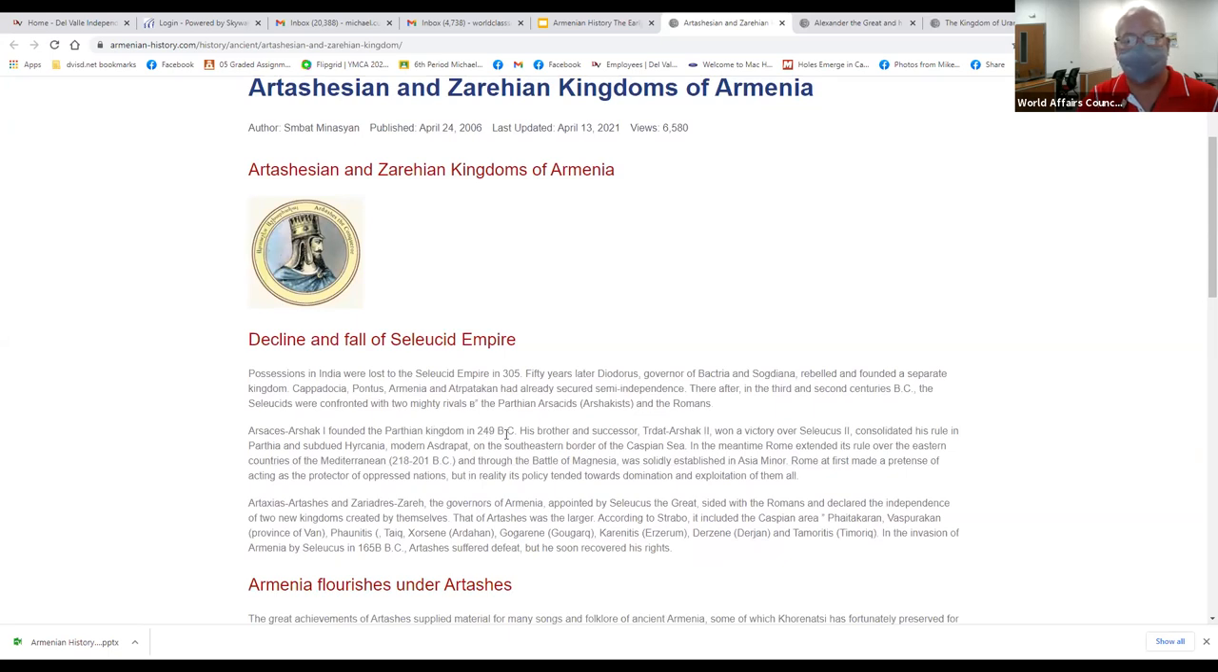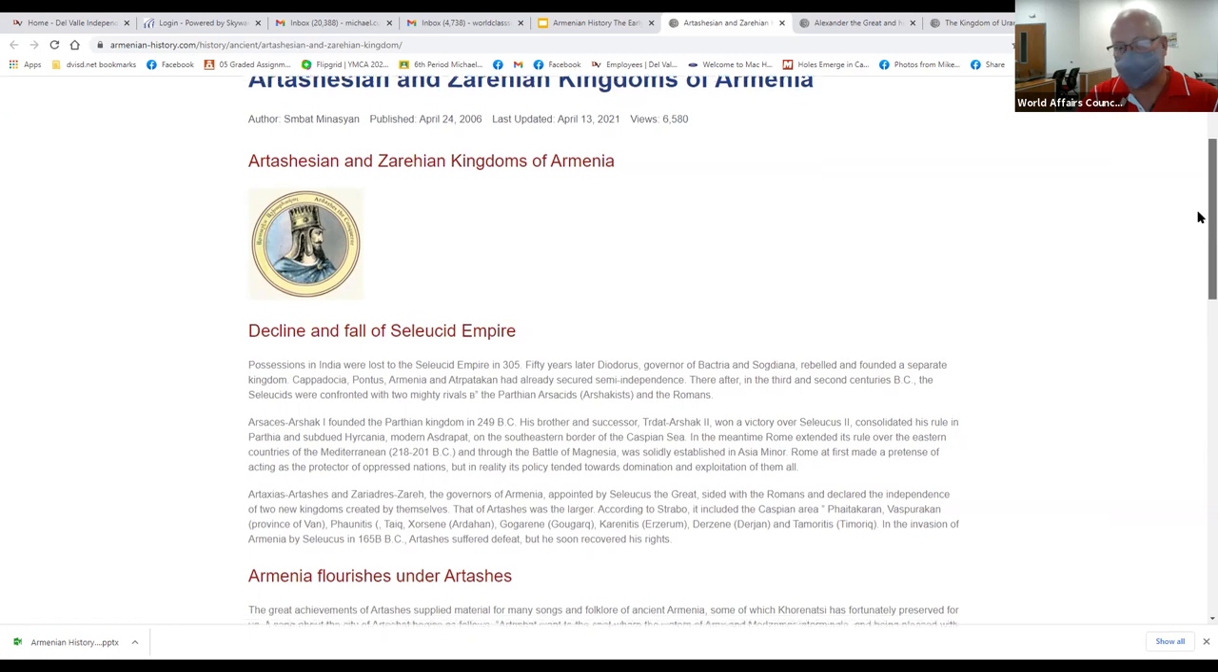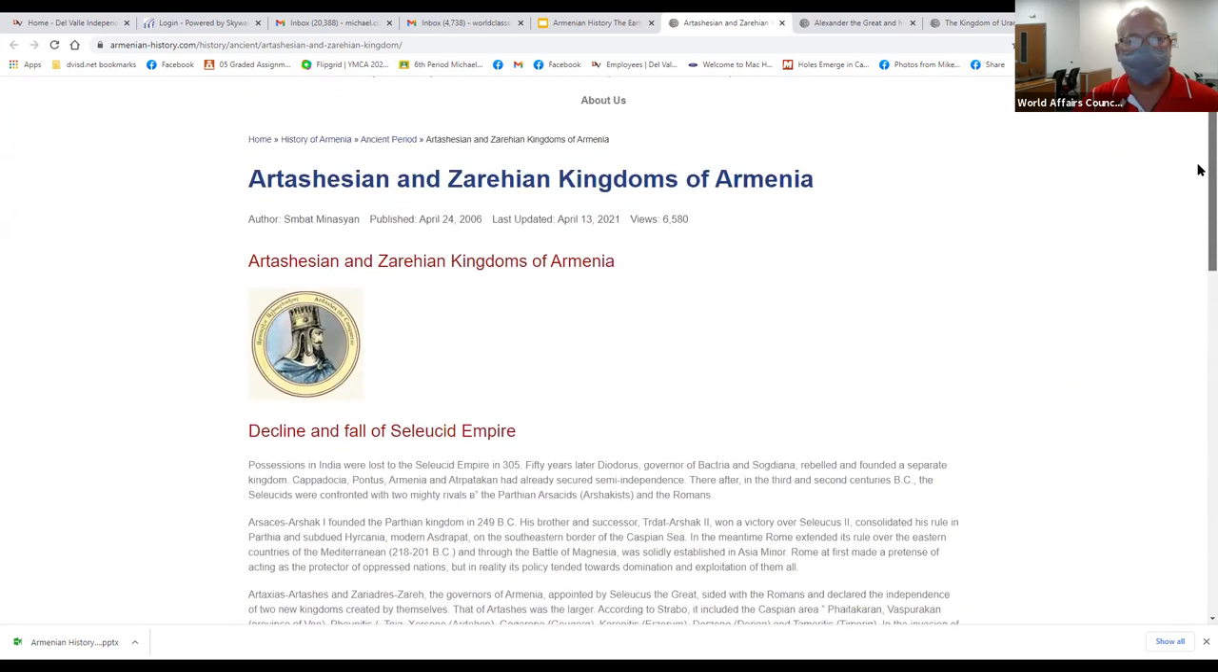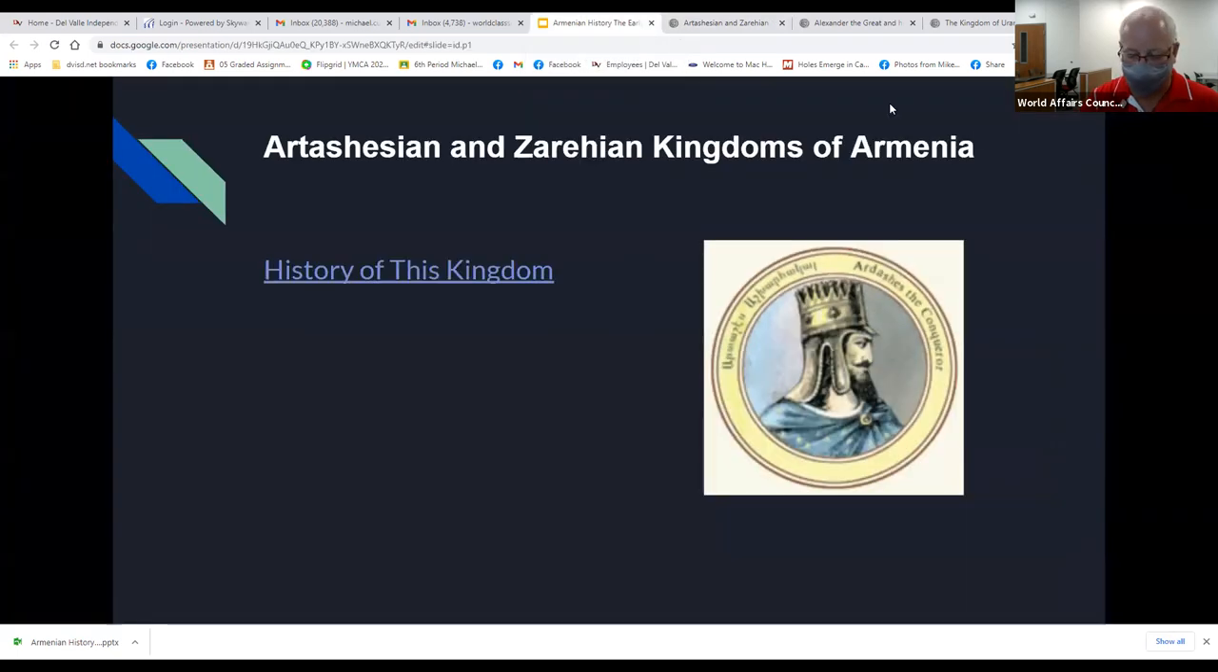You see in 240 BC. And his successor won over Seleucus II, consolidated his rule. And this is where you start getting a free Armenia. So Armenia was getting away from the Seleucid Empire. The Seleucid Empire was crumbling. And then shortly, about 60, 70 years later, that's when the Maccabees revolt against the Seleucids, and they take over Jerusalem. And you may have heard some of that if you look in your Bible story. So you can see that kind of interesting information, I think. Put it all together, it makes a lot of sense.